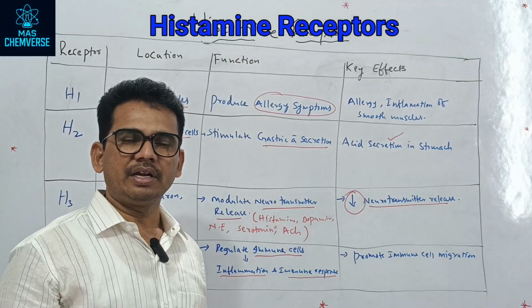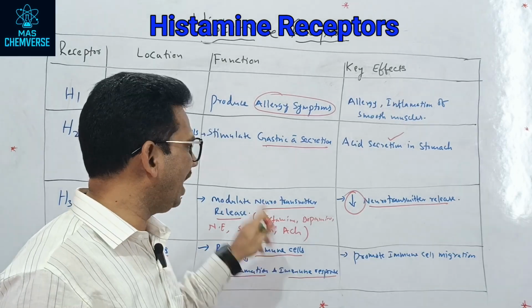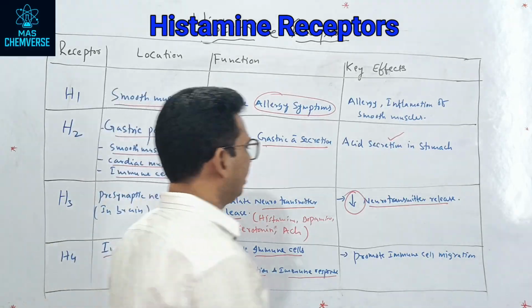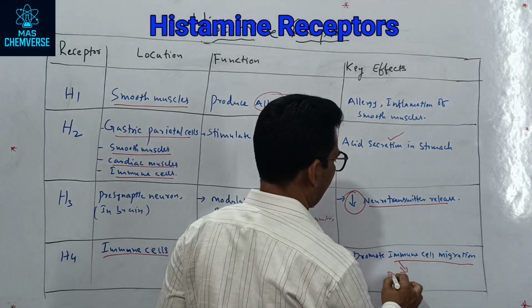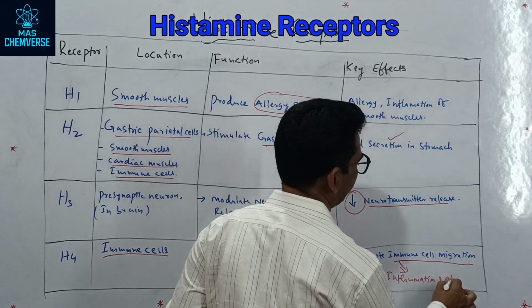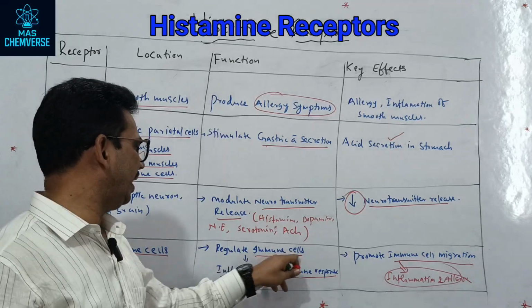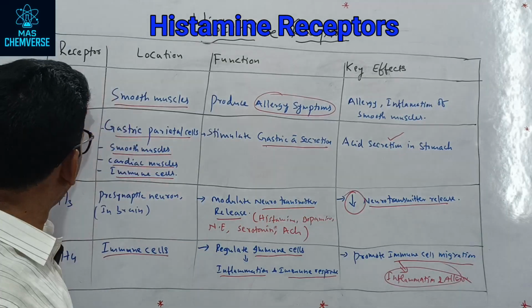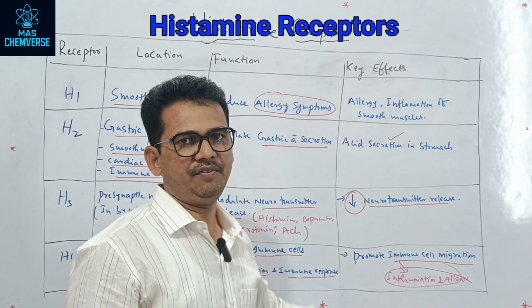It means the immune response is not going to fight with the allergens. That is the reason it is regulated, and it is going to promote immune cell migration, which means it promotes inflammation, and not only inflammation, it even promotes allergy, by regulating the immune cells through the H4 receptors. These are all the 4 types of histamine receptors, their locations, their functions and their key effects.